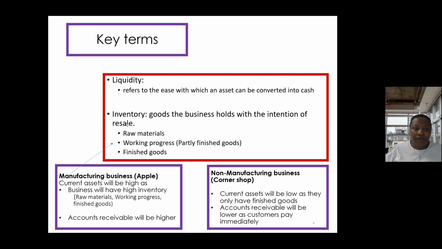You find that manufacturing firms would usually have higher accounts receivable, where customers haven't fully paid, or the payment has been deferred to sometime in the future. But for non-manufacturing businesses, you're not producing anything per se, so you would not have raw materials or work in progress. Most of what you would have would be finished goods, and you'd have less accounts receivable, especially if you're receiving payments immediately from your customers.